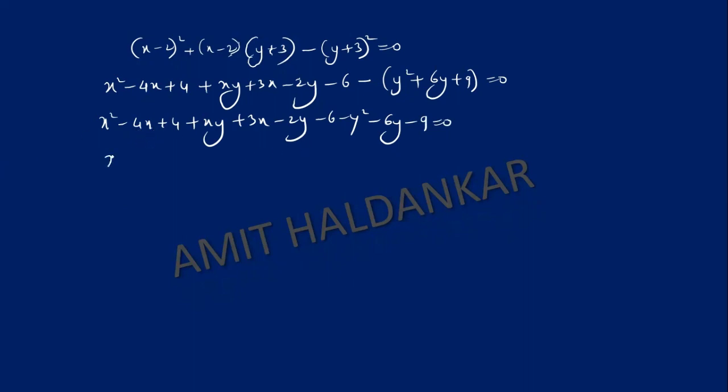Okay, so we can arrange this: x square plus xy minus y square, then minus 4x plus 3x is minus x, then minus 6y minus 2y is minus 8y, and 4 minus 6 is minus 2, minus 2 minus 9 is minus 11, is equal to 0. This is the final answer of the given question, as you can see over here.